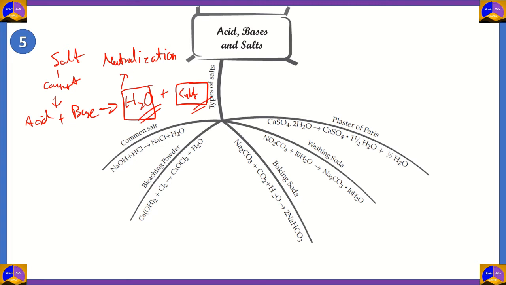In order to stay within the scope of what this textbook offers, we just look at some examples of common salts. This section on types of salts is talking about the examples of salt that we commonly use. The most common salt that we use is what we call common salt or table salt. It is sodium chloride, NaCl, and it is formed when NaOH, that is sodium hydroxide, reacts with hydrochloric acid, that is HCl, to form water and sodium chloride.